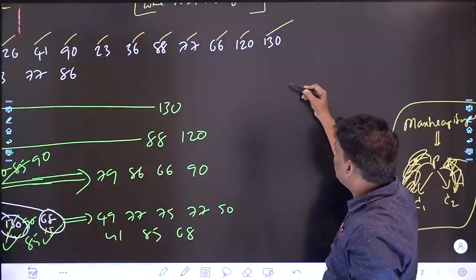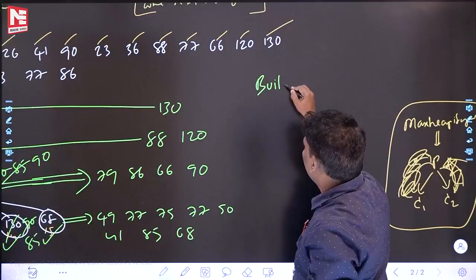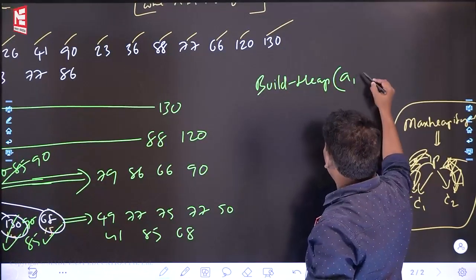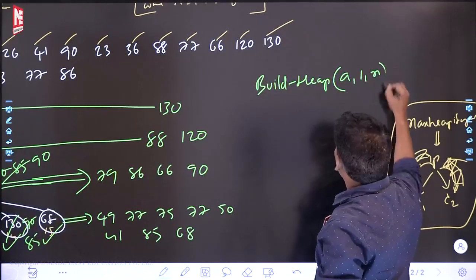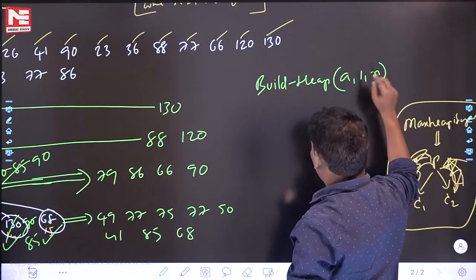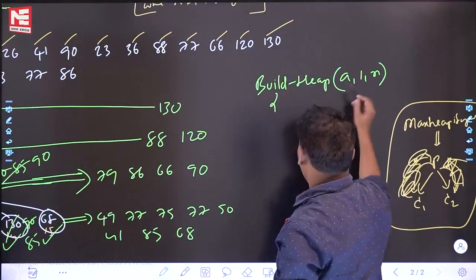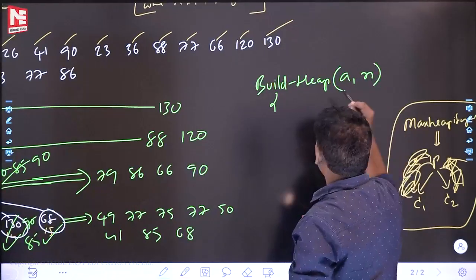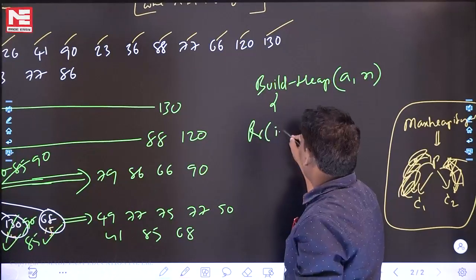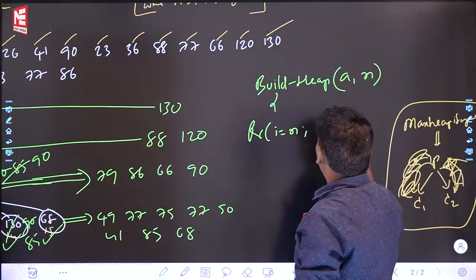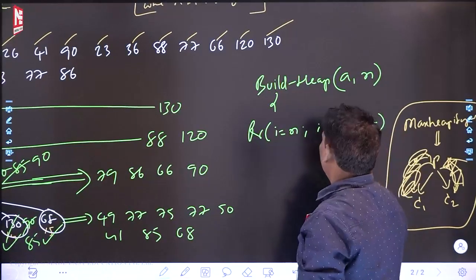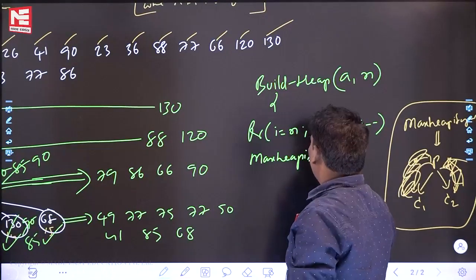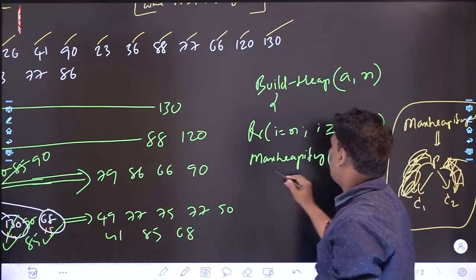See this one. What is the build heap method procedure? Build heap on array A which contains 1 to n, otherwise you can write n also. Array A which contains n elements: for i equal to n, i greater than or equal to 1, i minus minus. Each i value, what I have to do? Max heapify i.